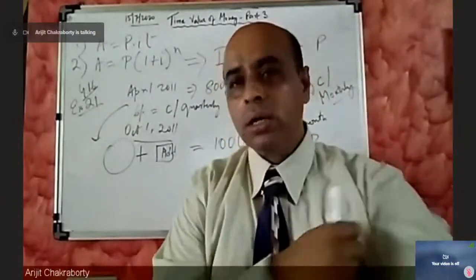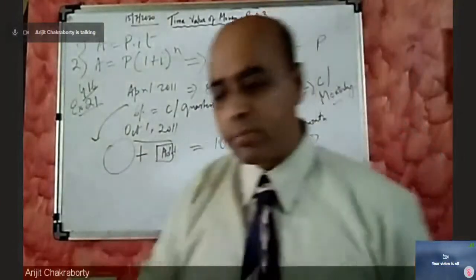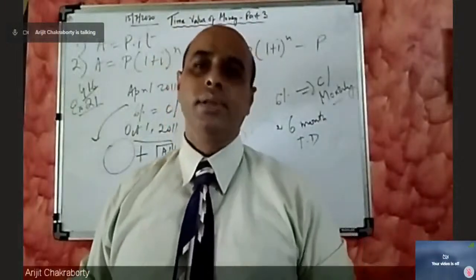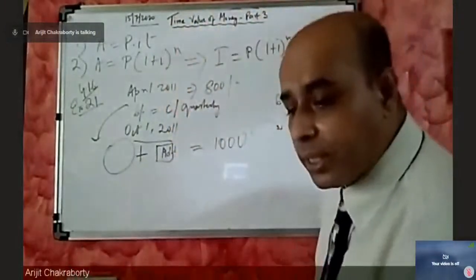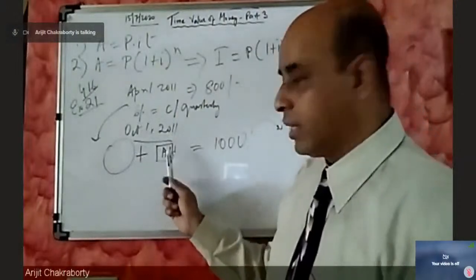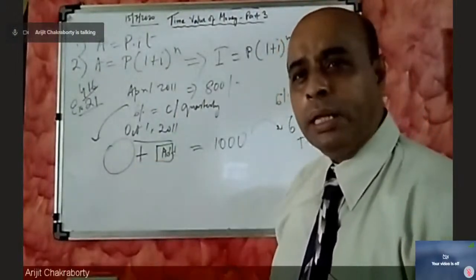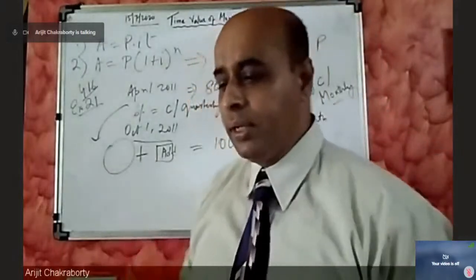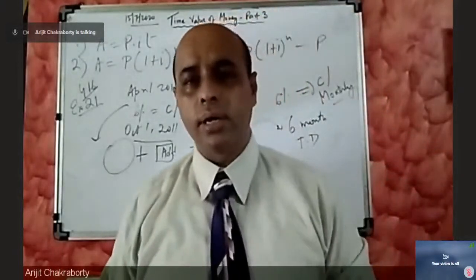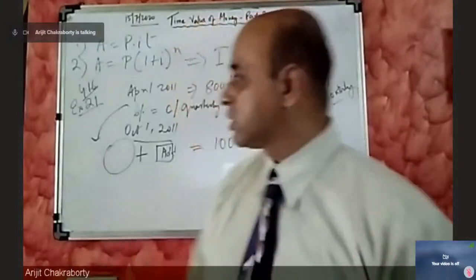Now, first question, let us go question by question, part by part. The first question is, how much additional money did the person invest on 1st October? So once again, let us understand the question. Thanks to Mayank and Roshni for requesting me to do this question once again.